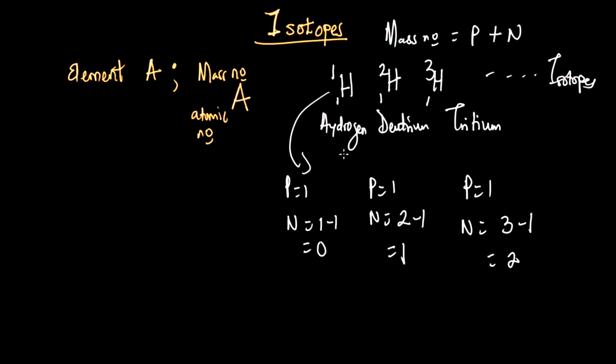So all of them have the same atomic number but different mass numbers, and the different mass number is because they have different numbers of neutrons.